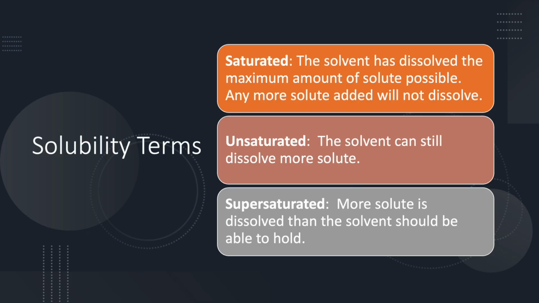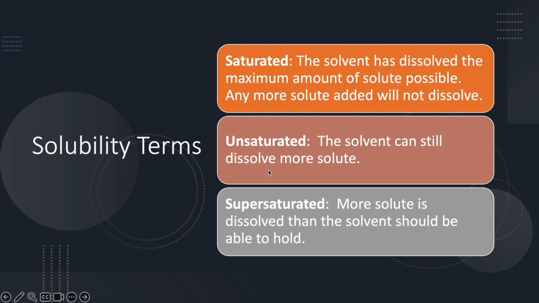Some more solubility terms for you. Saturated. Saturated means that the solvent has dissolved the maximum amount of solute possible. Any more solute added will not dissolve. This is like saturated like a sponge. Like a sponge is saturated with water, right?